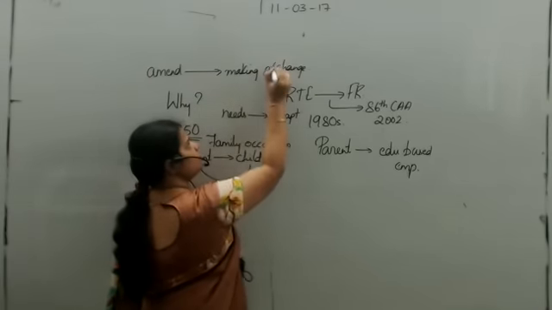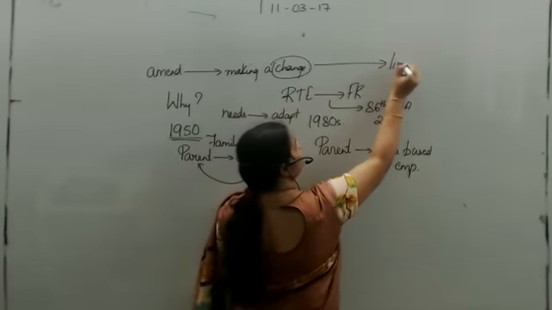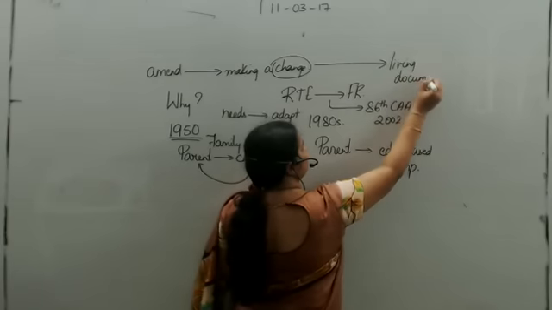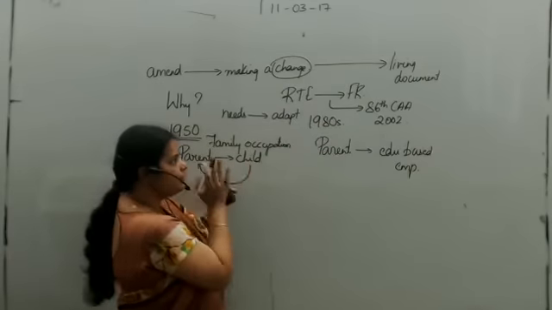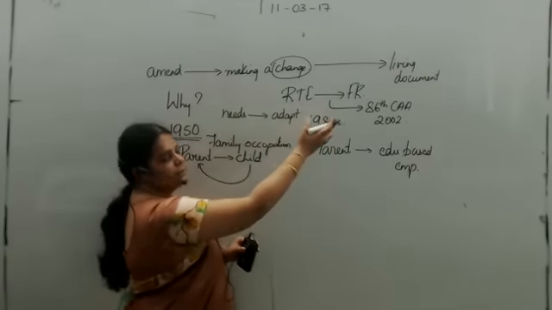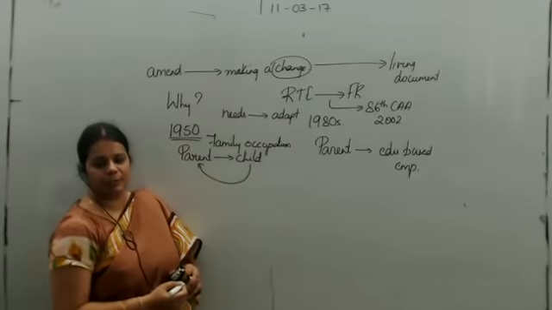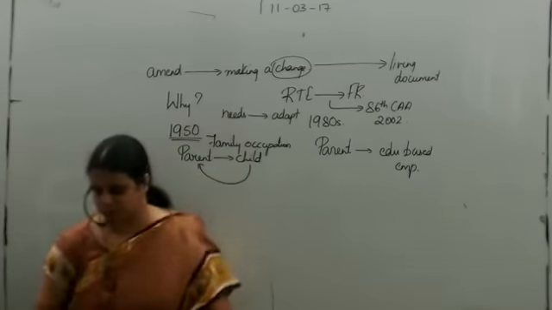And when the constitution allows a change, we refer to it as a living document. Why? Because it is allowing a change to happen to itself. Whenever it allows a change, we call it a living document. Can we call the Indian constitution a living document? Yes, because it allows changes to be done. Please make a note of this first.